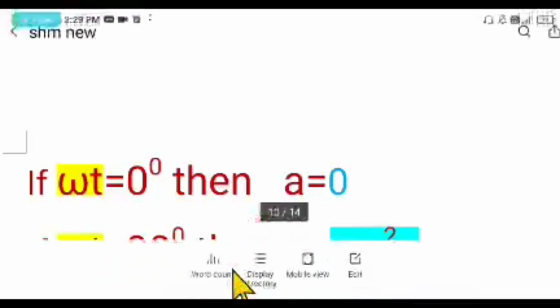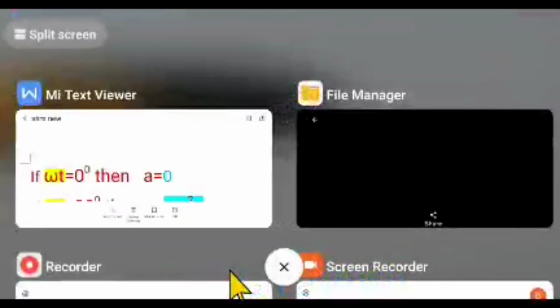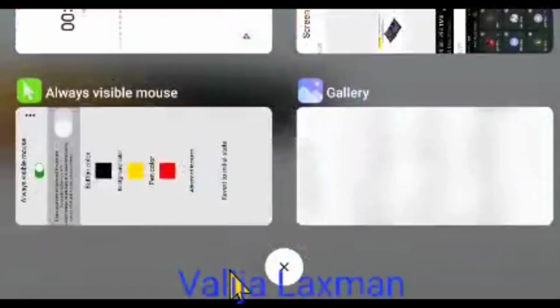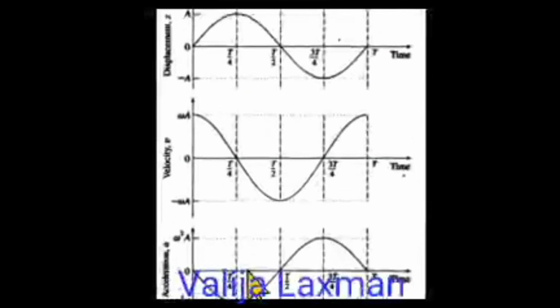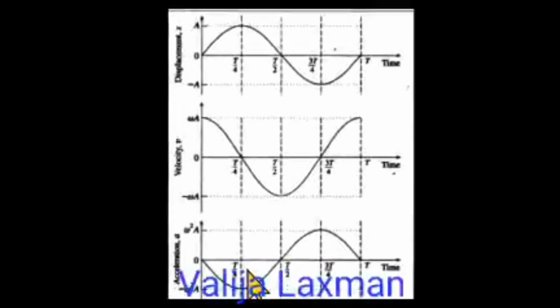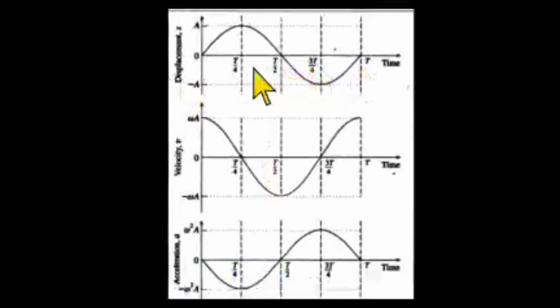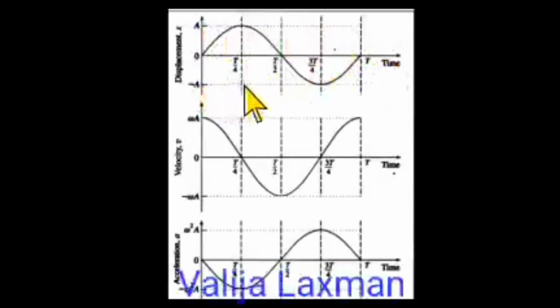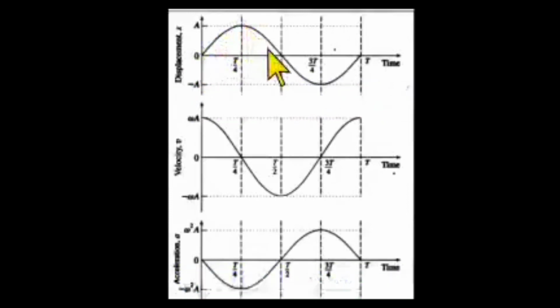If you plot these values in the form of a graph, you will get the graph in this way. The first one is recording the displacement. This central line indicates the mean position, and the dotted lines indicate the upper extreme point and the lower extreme point. At the mean position displacement is 0, and at the extreme points displacement is maximum. Here also at the extreme point displacement is maximum. This is the mean position, 0, and this is also at 0.